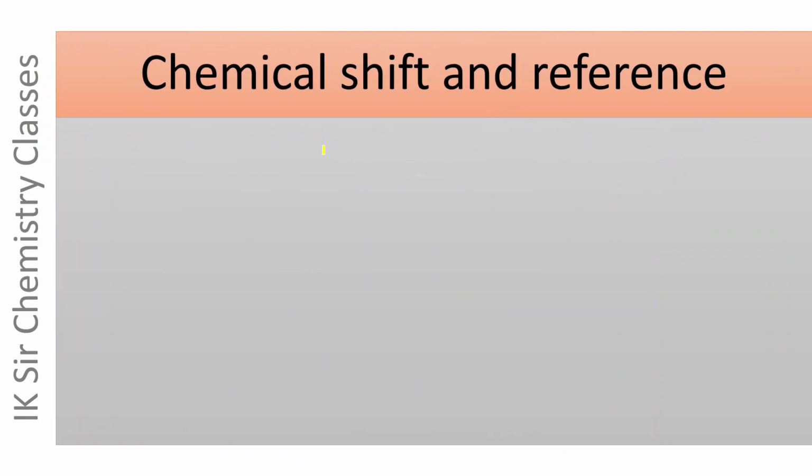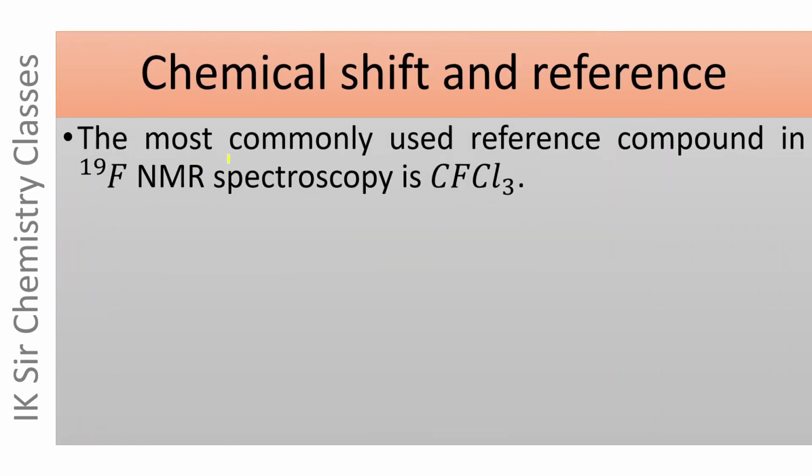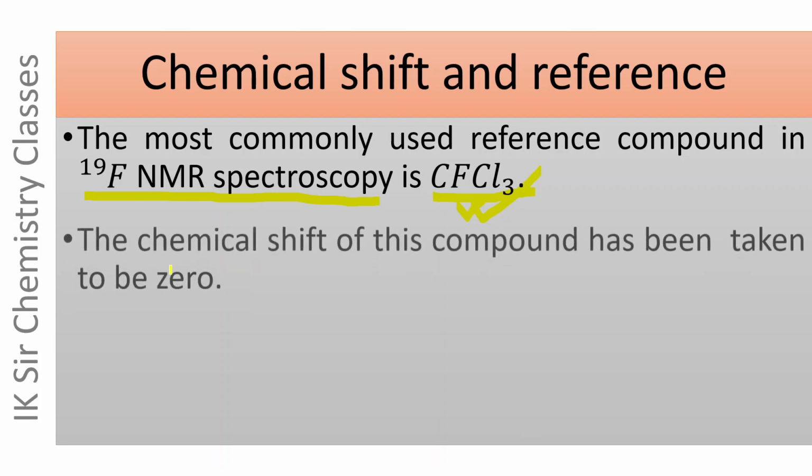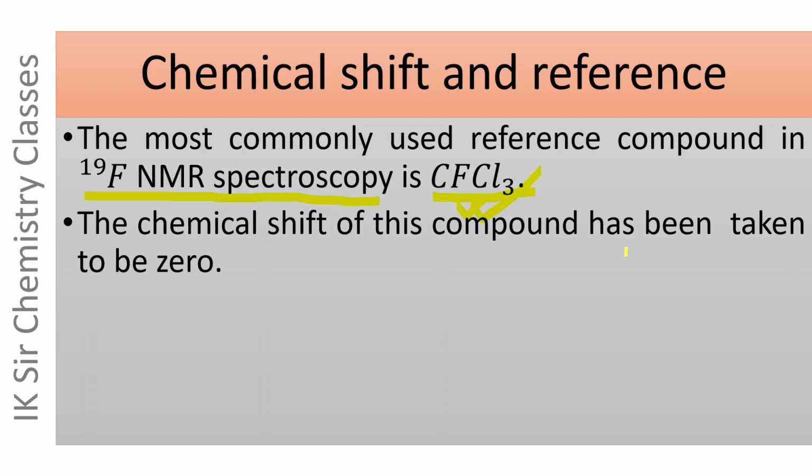Chemical shift and reference. The most commonly used reference compound in F-19 NMR spectroscopy is CFCl3, trichlorofluoromethane. It is the reference in most of the F-19 NMR spectroscopic studies. The chemical shift of this compound has been taken to be 0.